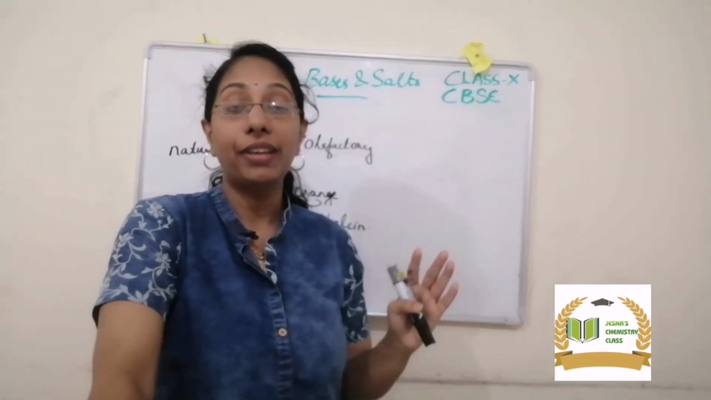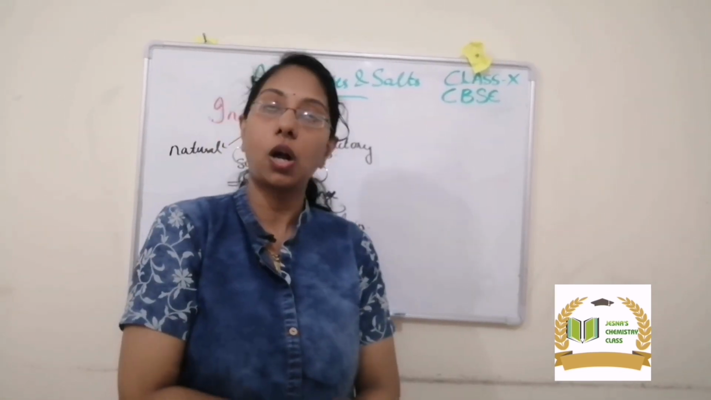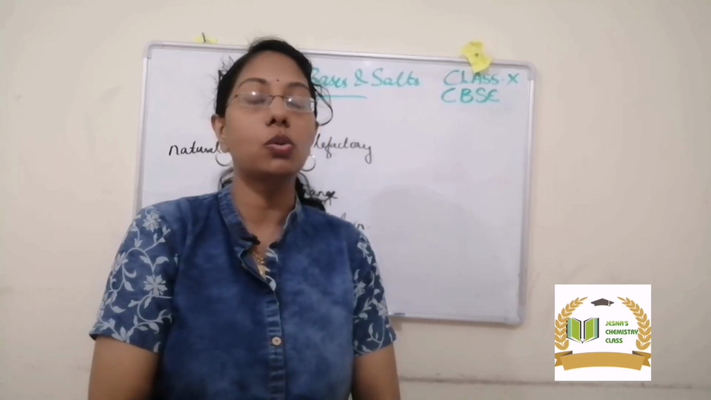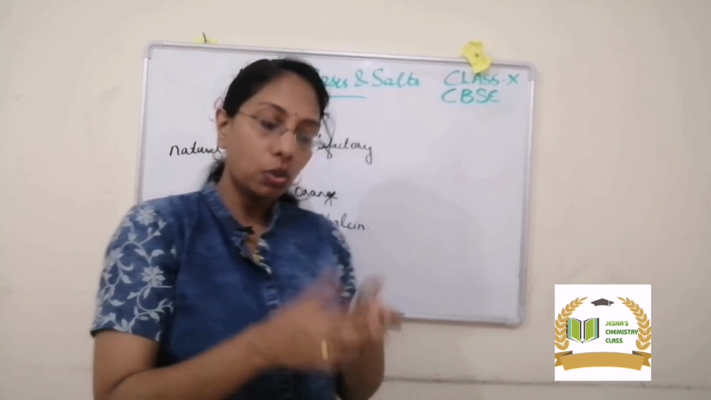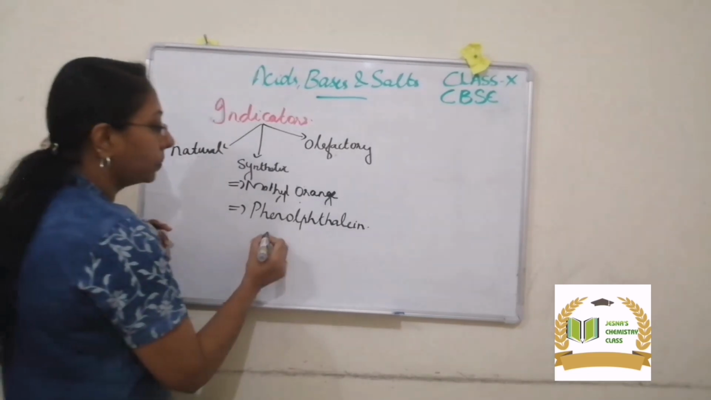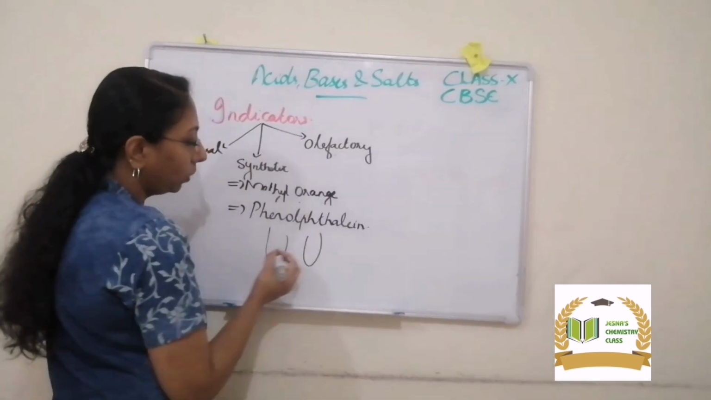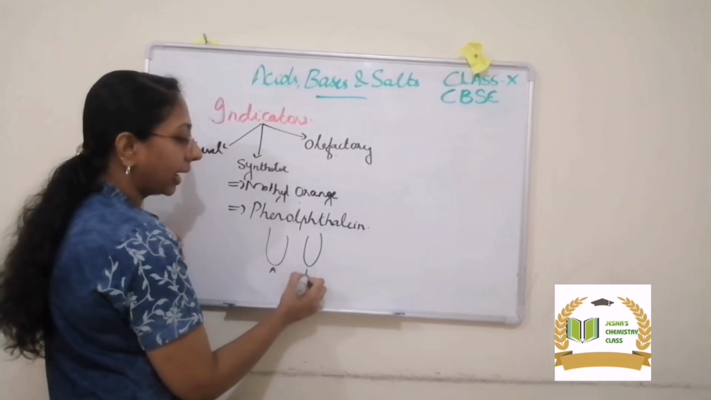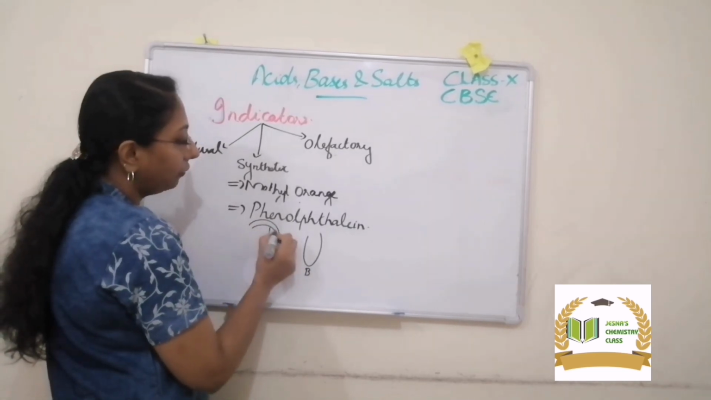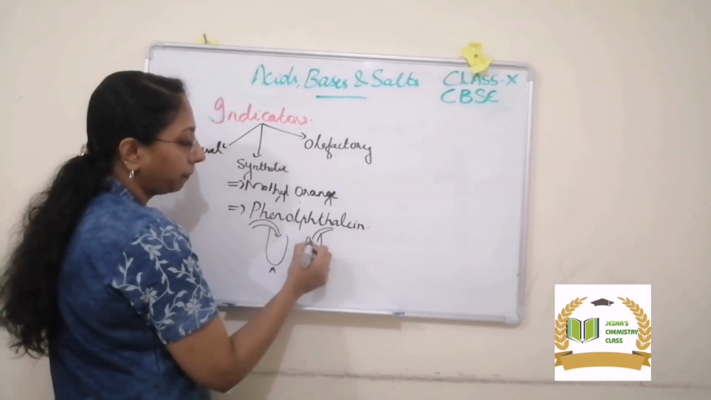Commonly in the laboratory, we use phenolphthalein as an indicator. So the same thing, we have 2 test tubes, both with solutions A and B, where we don't know which is which. I'm just adding phenolphthalein into both.